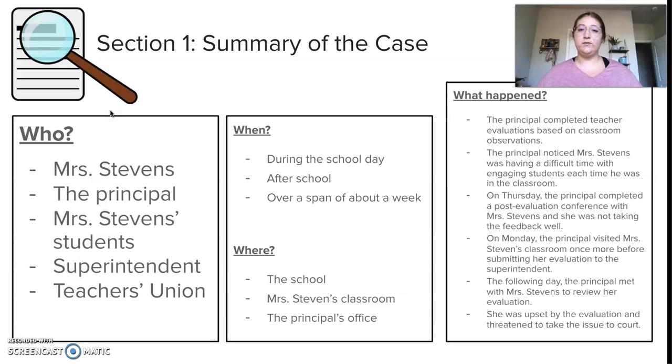Okay, so Section 1 was a summary of the case. So I'm going to start with who. The people involved in this case study included Mrs. Stevens, the principal, Mrs. Stevens' students, the superintendent, and potentially the teachers' union could get involved. When did this situation occur? It occurred during the school day, and then after school they also had some meetings, and it occurred over about a span of a week. Where it occurred: at the school, probably in Mrs. Stevens' classroom when he was observing, and then also in the principal's office when they met.